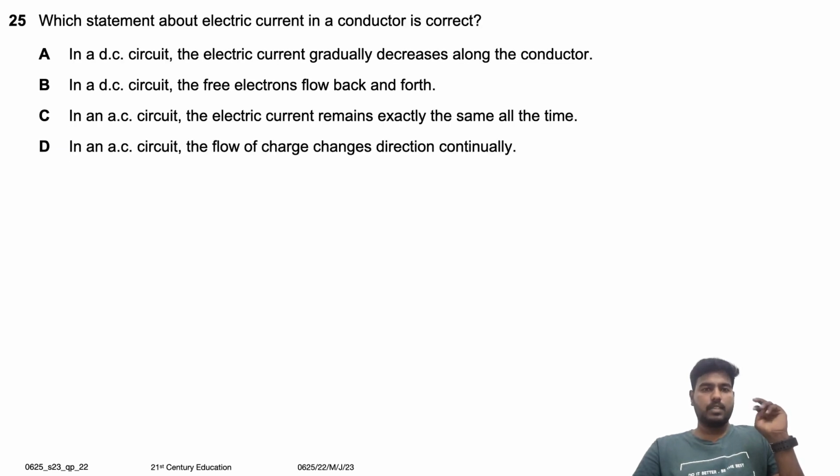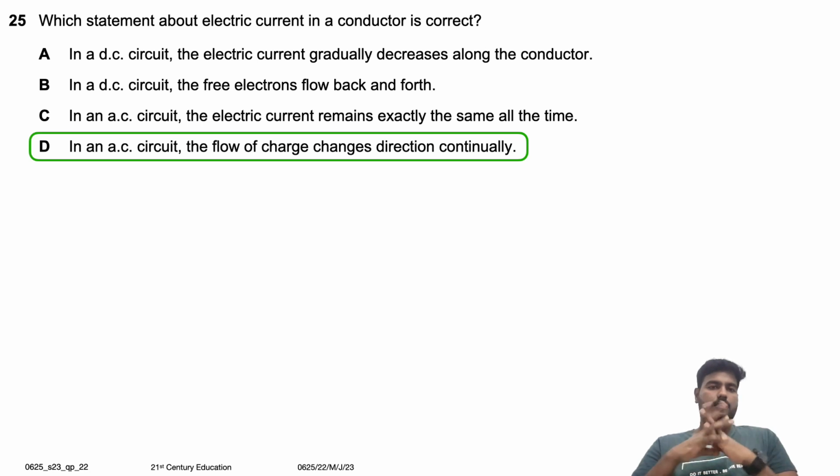Which statement about the electric current in a conductor is correct? In an AC circuit, flow of the charge changes direction continuously. You can remember, AC wave will look like this, DC will look like this. AC current will alternate its polarity. How many times it's alternating is called its frequency. Yes.